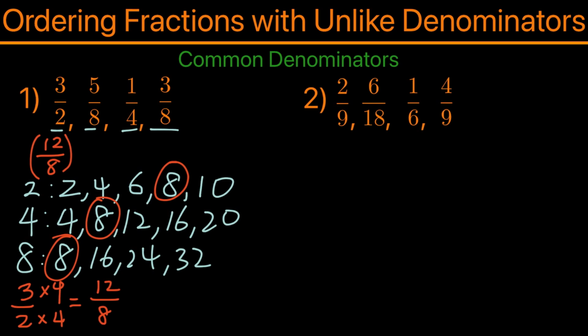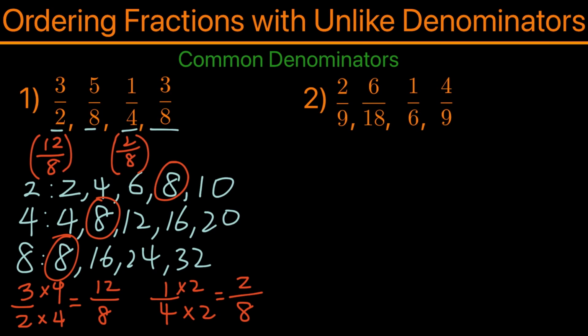Now the second number that we have is 5/8. And 5/8 already has a denominator of 8, so we'll leave that as it is. Next, we have 1/4, and converting 1/4 to 8 requires the denominator to times by 2 and the numerator times by 2, and we have 2/8. And so we'll write 2/8 underneath. And the last one, 3/8, also has 8 as a denominator, so we don't need to do anything there.